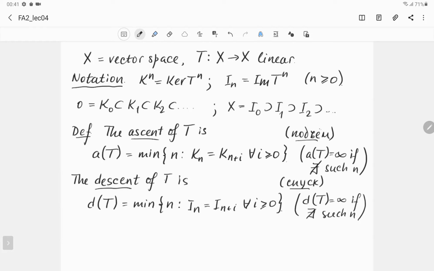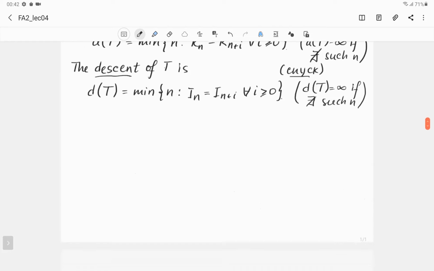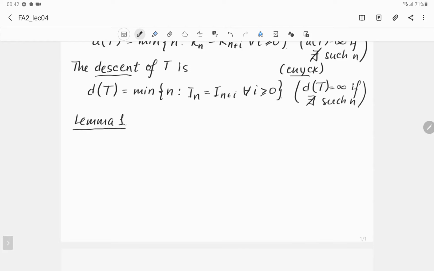Okay, let's now prove some properties of these numbers. We have the following lemma. Lemma 1. First of all, I claim that if K_n equals K_(n+1) for some n, then actually the chain stabilizes starting from n. That is, K_n equals K_(n+i) for each non-negative integer i. And so in this case, T has finite ascent.